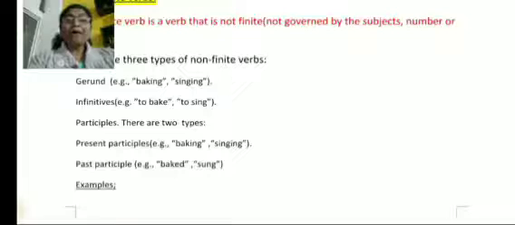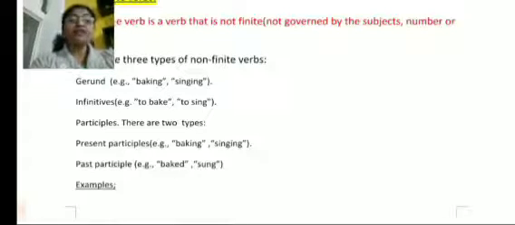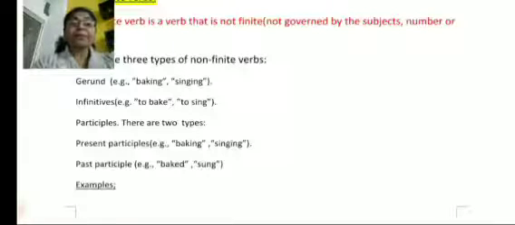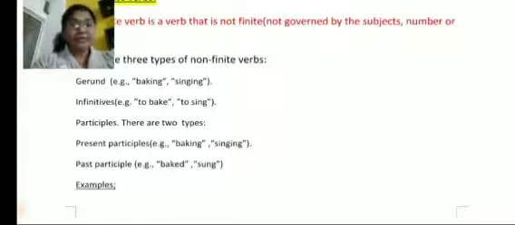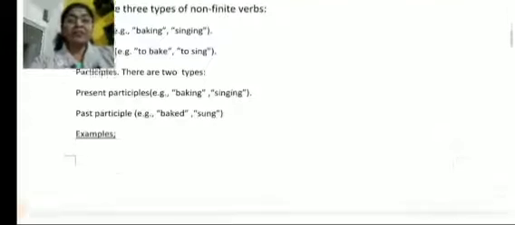Next, the past participle. Past participle is the third form of the verb. Generally it comes in the present perfect tense or past perfect tense. Remember that the third form of the principal verb is the past participle. When a past participle comes in the sentence, we should easily identify it as a non-finite verb. Now with examples we'll learn how to identify finite and non-finite verbs.